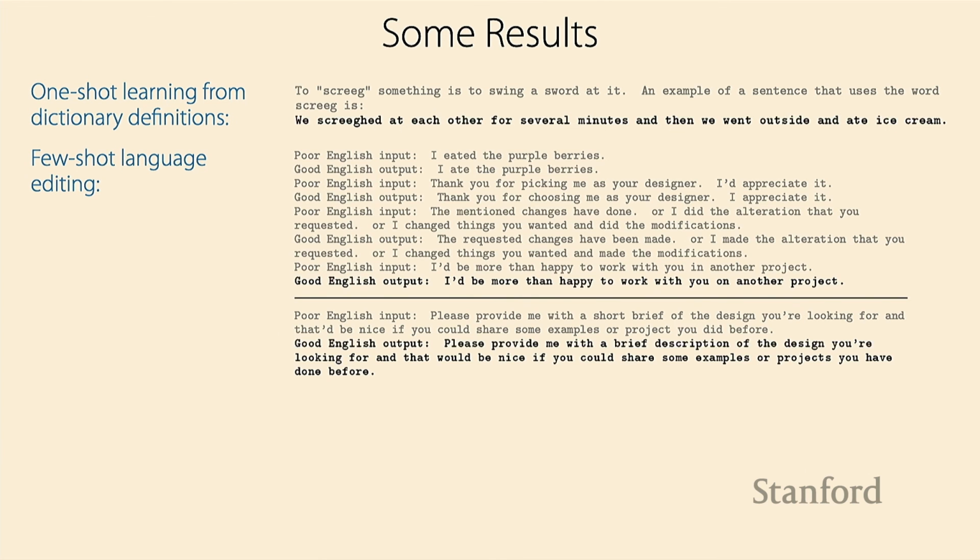You could also do few-shot language editing, where here you give it 5-ish examples of poor English versus good English. And once you give it those examples and then give an example of poor English input, I'd be more than happy to work with you in another project, the good English output that corresponds to that it gives you is, I'd be more than happy to work with you on another project. And likewise, you see another example for the same prompt at the bottom.